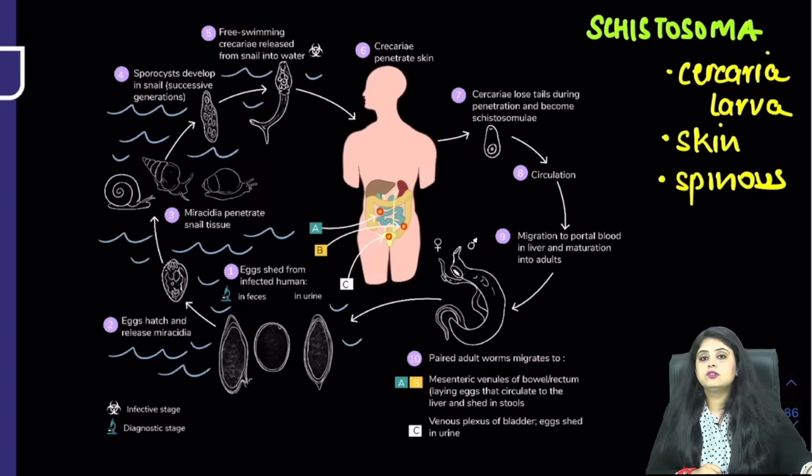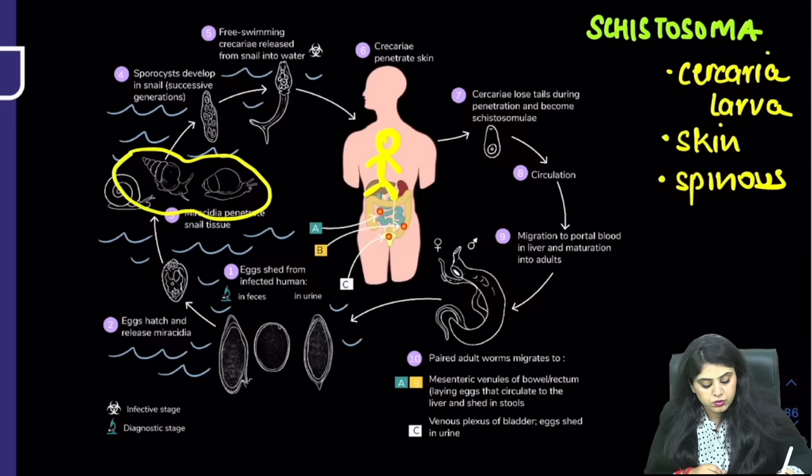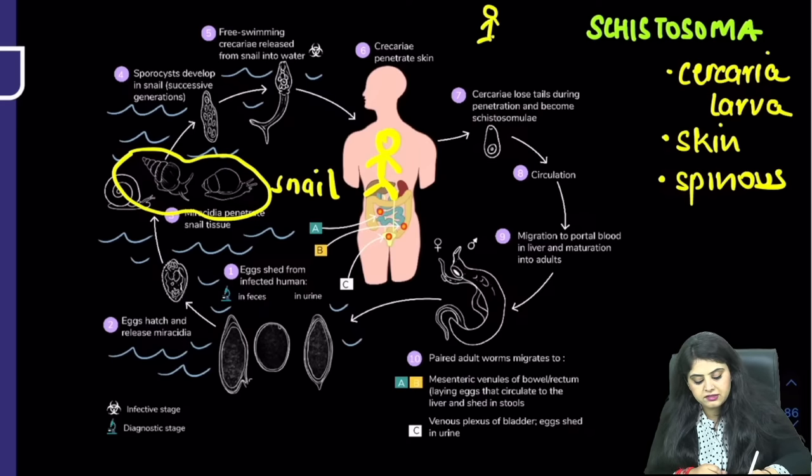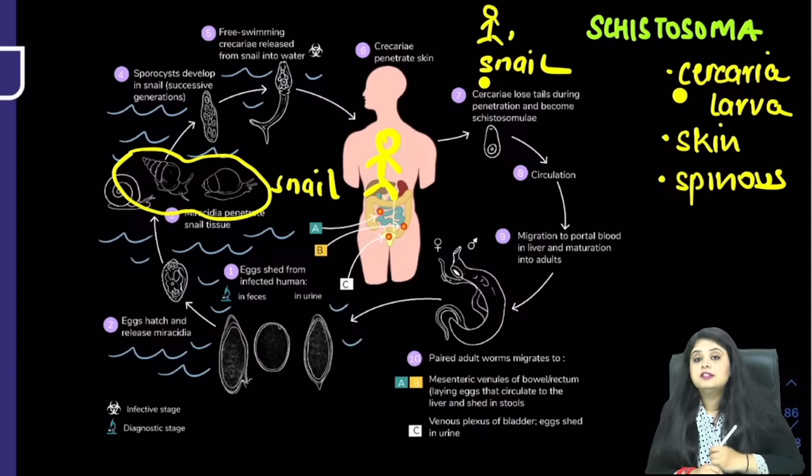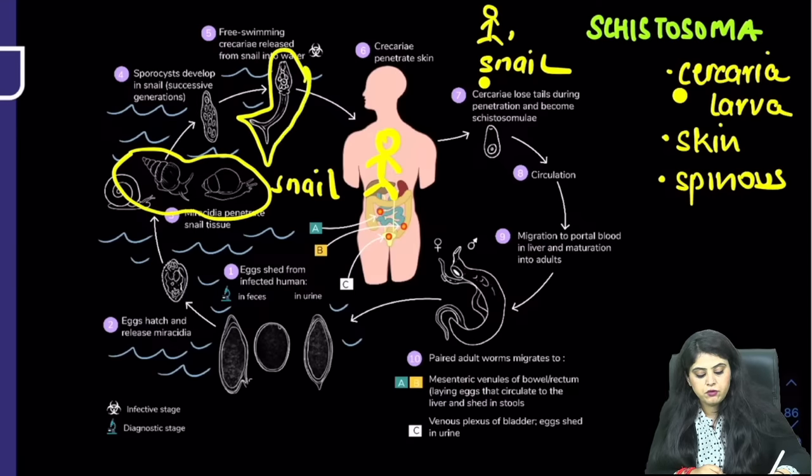And everything in Schistosoma, firstly, what are the hosts? Ma'am, you said rule number one, pick up the host. In the host, I can see a human being here, and I can see a nice, beautiful snail drawn. Schistosoma has only human being and snail. Nothing else. And everything of Schistosoma is with S. S for snail. S for Cercaria larva. Remember in the exam, Cercaria larva looks like a fork. The fork-shaped larva is Cercaria larva.